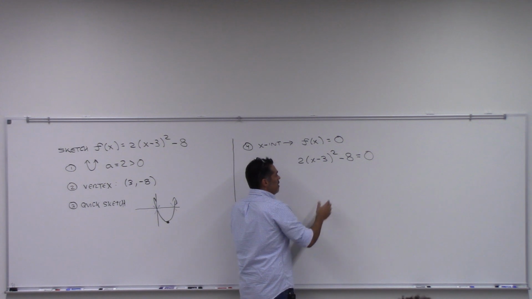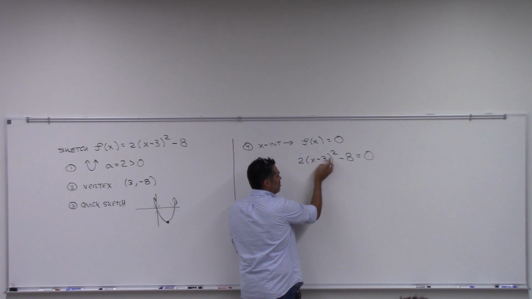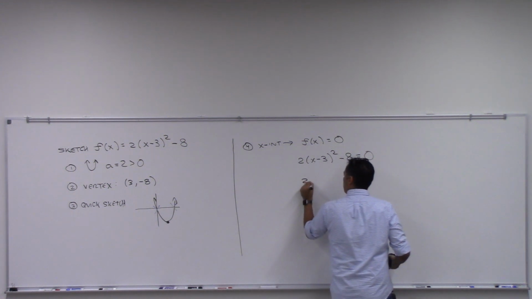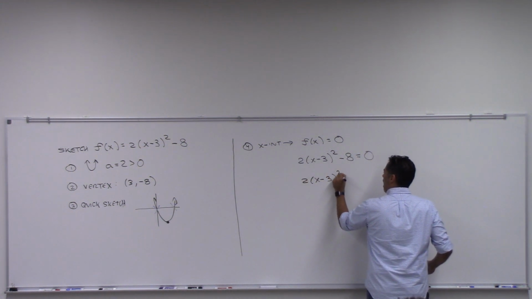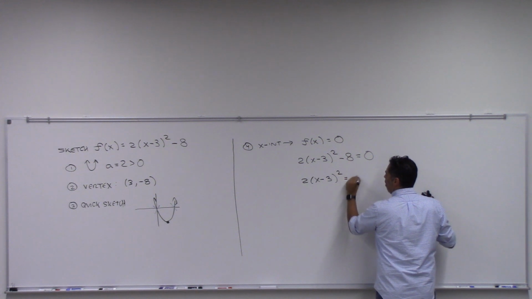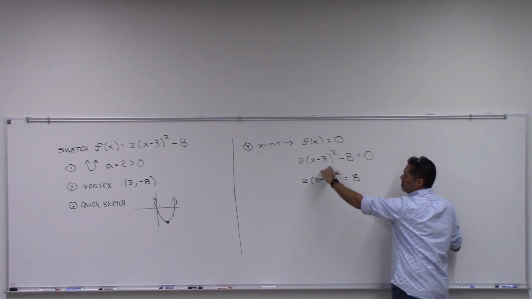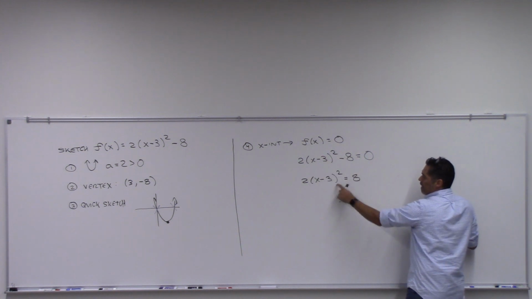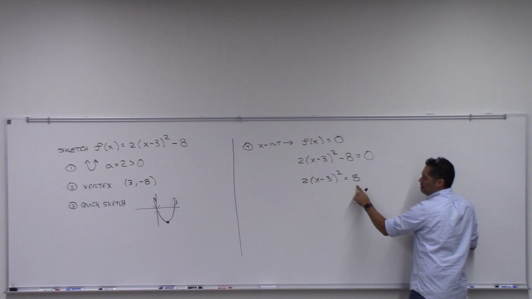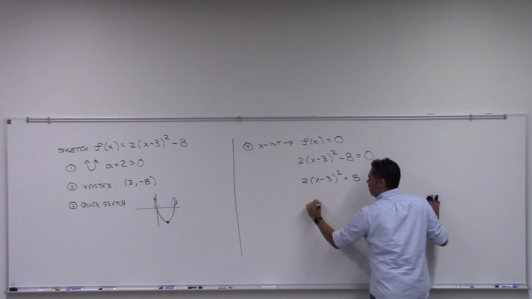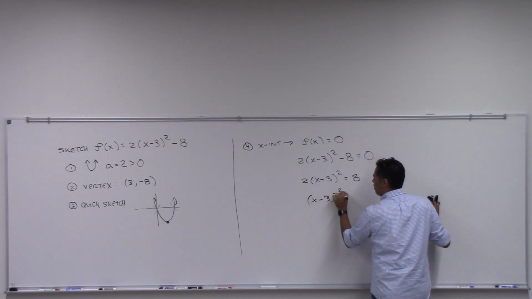Instead of that, what I'm going to do is try to get this thing that's squared by itself. So first I'm going to move the 8 over. And this is the procedure you can use for all vertex form. Isolate this thing that's being squared. Add 8 to both sides. Now what do you think? Divide by 2. Divide this side by 2. Divide that side by 2. You get x minus 3 squared is what, 4?